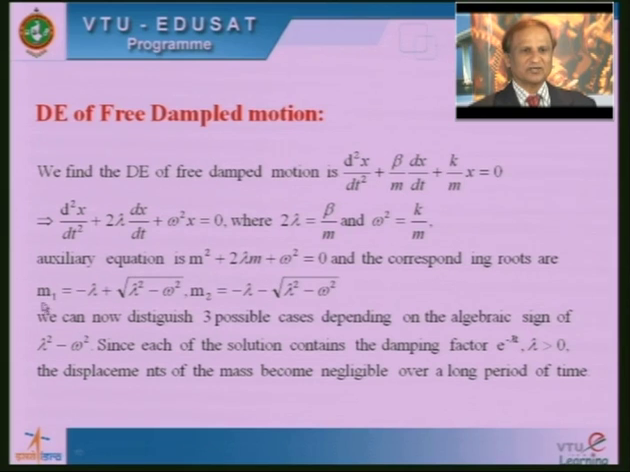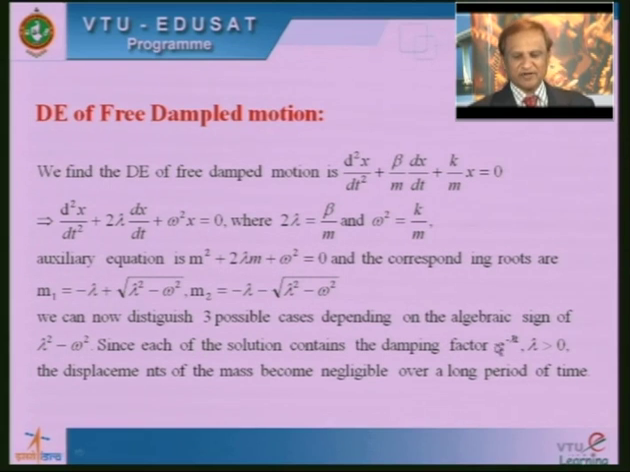I hope you will get two values, because it is a second degree polynomial. Namely, I can obtain m1 and m2. So, I hope you will get complex roots, or you will get roots like this: m1 is equal to minus lambda plus square root of lambda square minus omega square, and m2 is equal to minus lambda minus square root of lambda square minus omega square. Is it clear? So, we can now distinguish three possible cases.